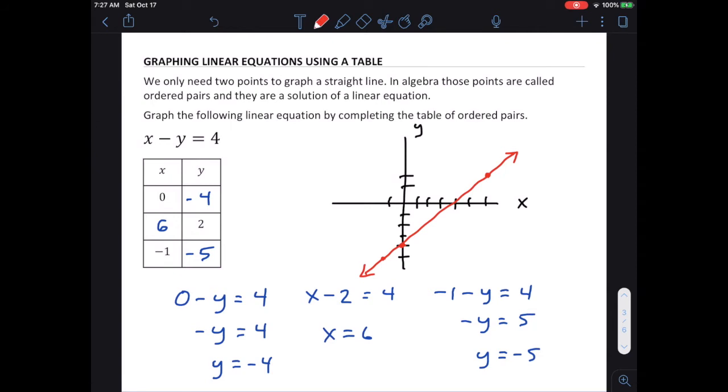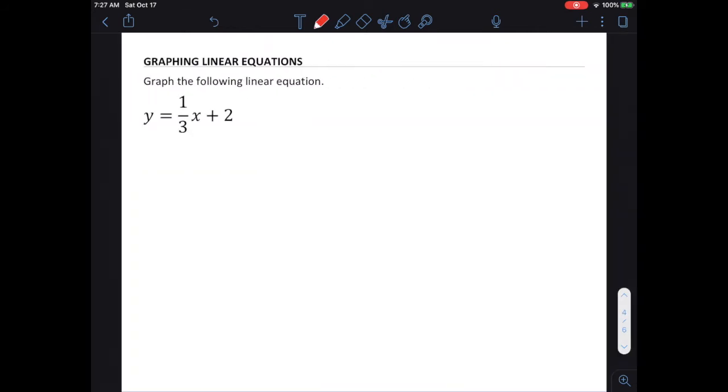Okay, so the next example is y equals 1/3 x plus 2, and there's no table with this one. And in this example, it's going to be easier to plug in the x value than it is the y value. So we'll go ahead and create a table of x's and y's.